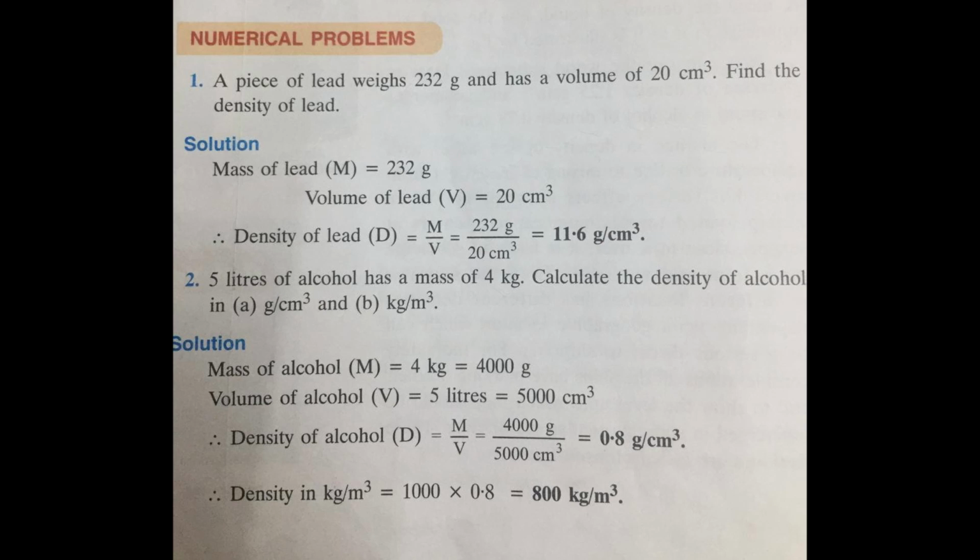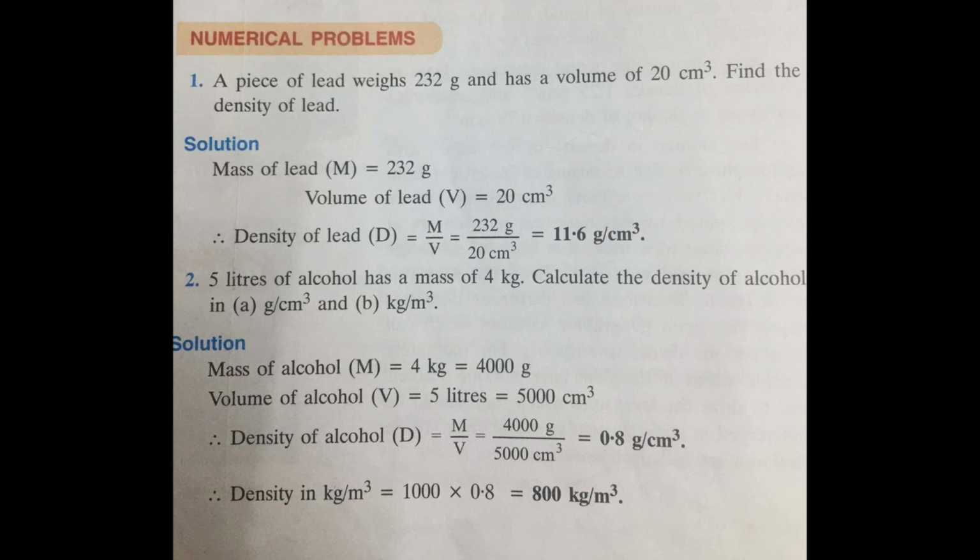So we have got the mass in grams and the volume in cubic centimeter. So we can solve the first part of the numerical. Density of alcohol is equal to mass upon volume. That means 4000 grams upon 5000 cubic centimeter. And your answer is 0.8 gram per cubic centimeter. So we have solved the A part of numerical 2.